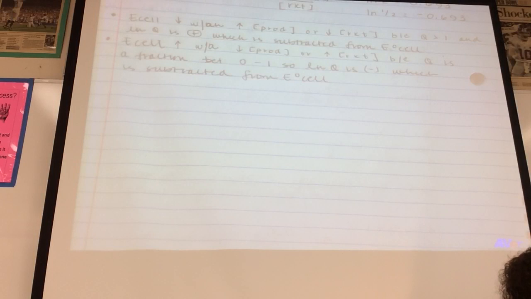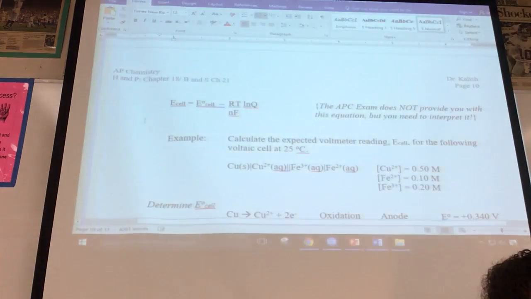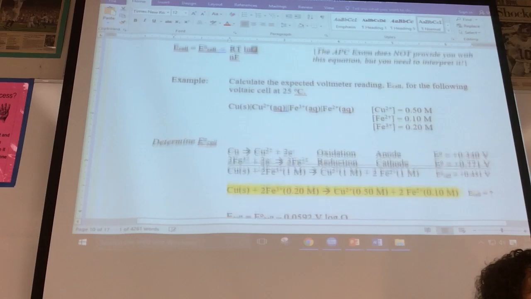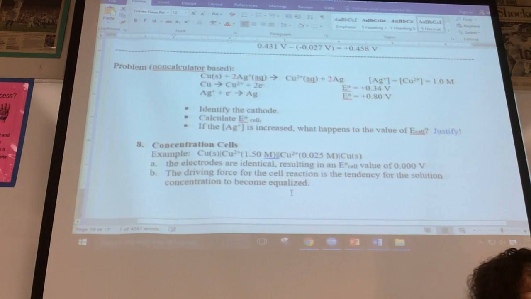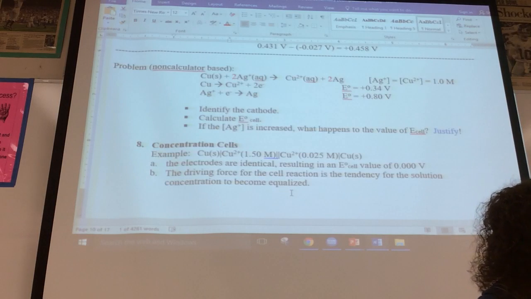In regard to the other information here, you're not going to be asked to calculate this anymore, so we're not going to. So in terms of the Nernst equation, for us, it's only important in regard to Q's effect in determining E cell, so we're not going to do this. And this is a non-calculator based problem. Let's take a look at it to make sure we can do it.